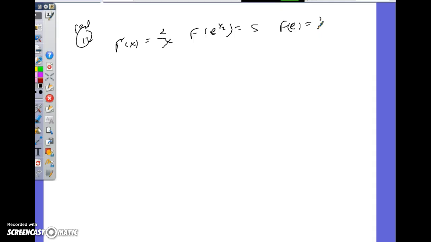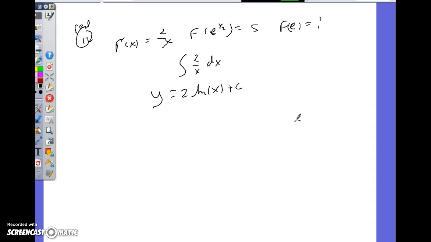Now I was given the derivative, so what do you do? You do the integral, right? I've got to integrate. So I'm going to integrate 2 over x dx, which becomes 2 ln absolute value of x plus c equals y. Agreed? All right.